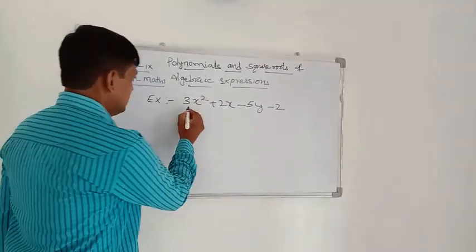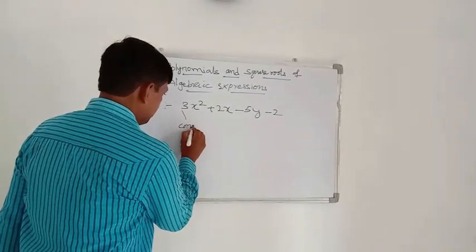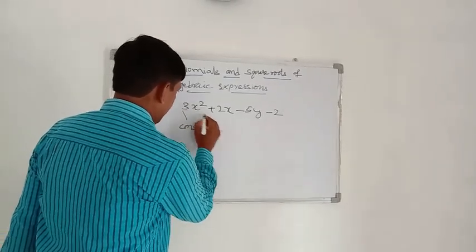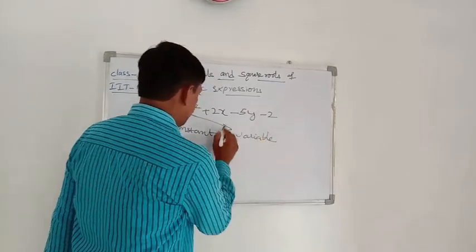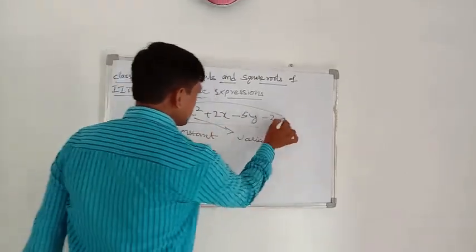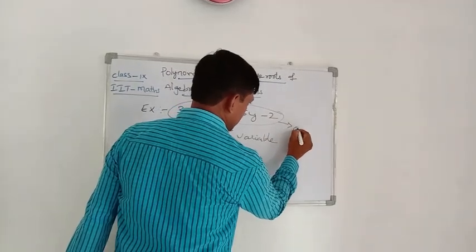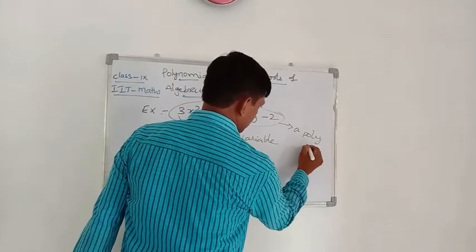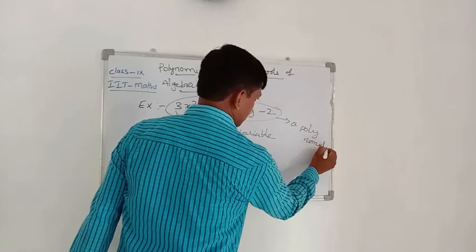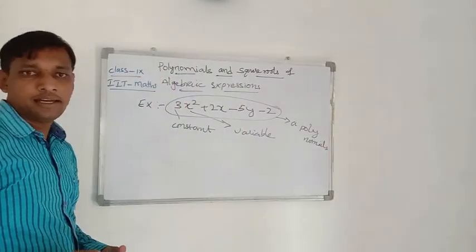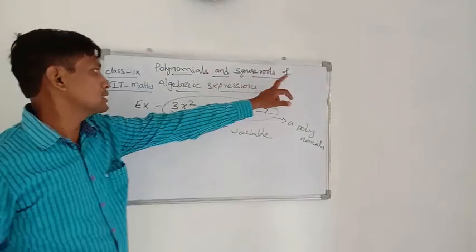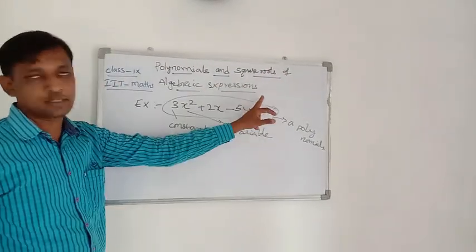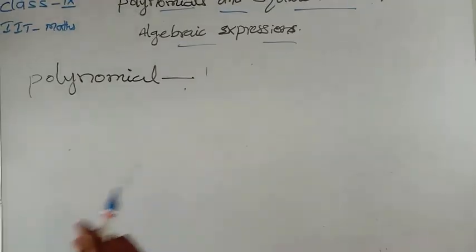In this, 3 is a constant and x is a variable. This algebraic expression is also called a polynomial. Children, today's topic is polynomials and square roots of algebraic expressions. Children, let us start. Polynomial.